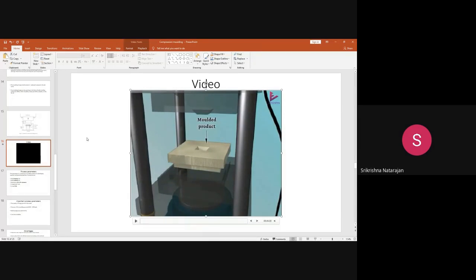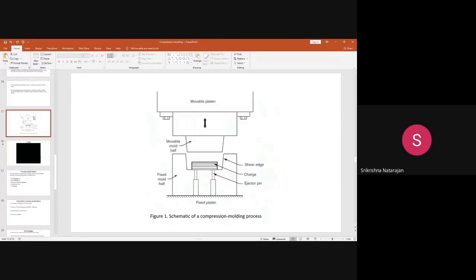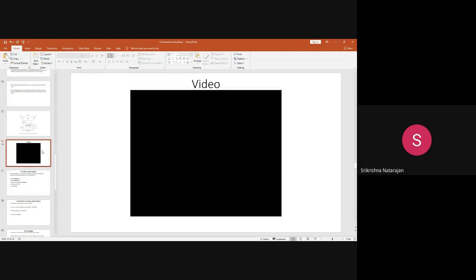So this is a brief video which explains the compression molding process. If you observe, there is an actuator which is not shown in this diagram. This actuator will push the mold down to compress the material. This process is something like stamping, where the upper half of the mold moves down and compresses it. It applies compressive force over the lower half, and once it is compressed, it moves up. That is how these composites are manufactured using this process.